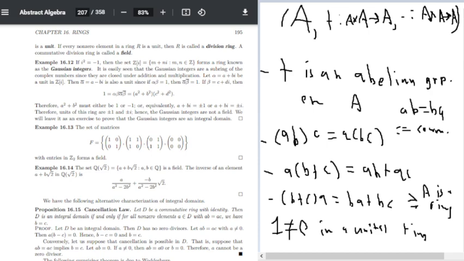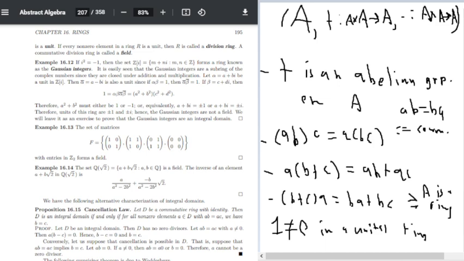Let alpha be equal to a plus bi be a unit in Z[i]. Then the conjugate of alpha, a minus bi, is also a unit, since if alpha beta is equal to 1, then alpha-conjugate beta-conjugate is equal to 1. If beta is equal to c plus di, then 1 is equal to alpha beta times its conjugate, which equals (a squared plus b squared)(c squared plus d squared).